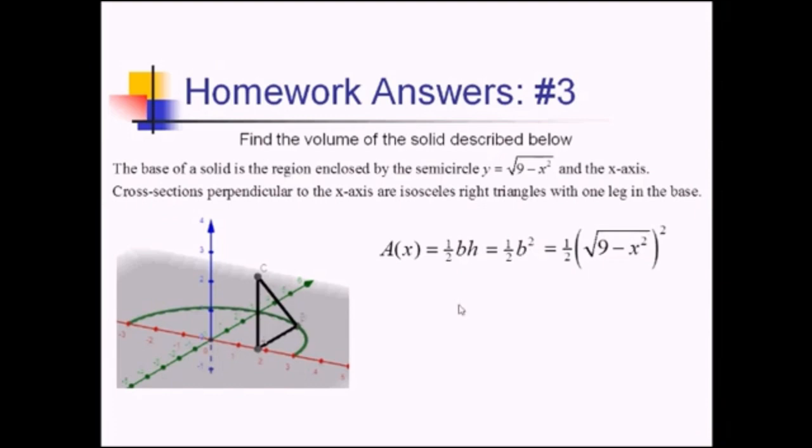Now I need my limits of integration. That's where my semicircle equals 0. Even if we didn't have the graph here, we can see that if I plug in 3 or -3, that's going to zero this out. So my volume will be the integral from -3 to 3 of this A of x I just wrote out. And now I need the calculator.